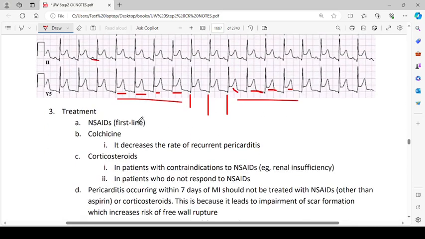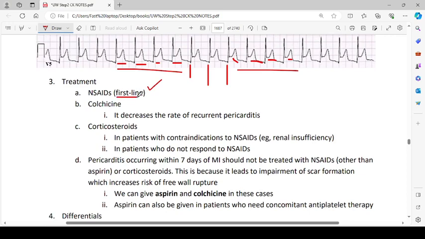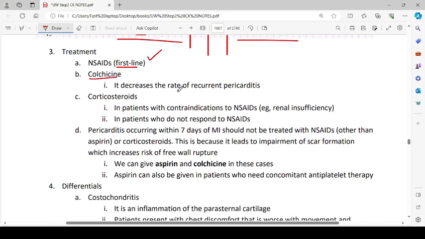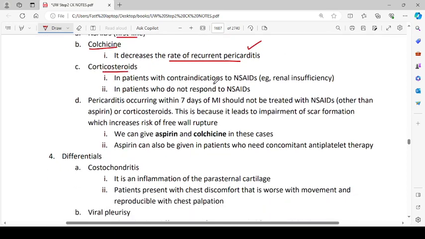Okay, so the treatment of pericarditis is with NSAIDs. They are the first line. We can also give colchicine, which decreases the rate of recurrent pericarditis. Corticosteroids: in patients with a contraindication to NSAIDs, like renal insufficiency, we can give them corticosteroids.